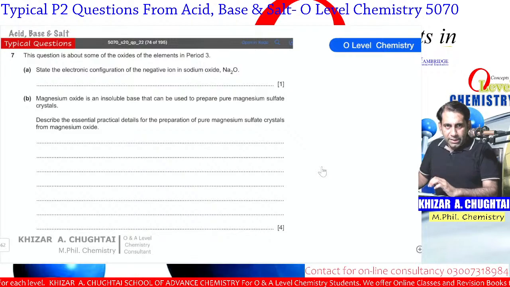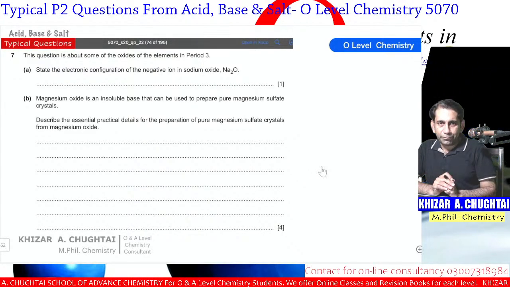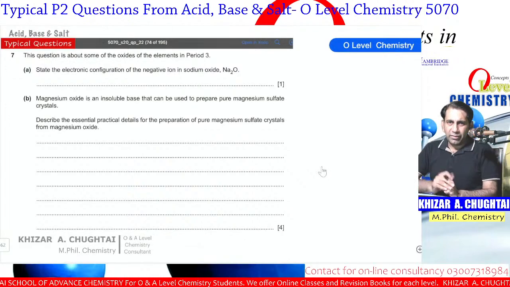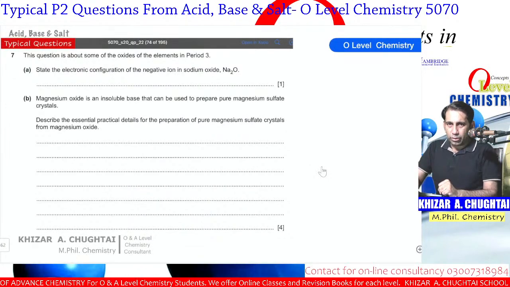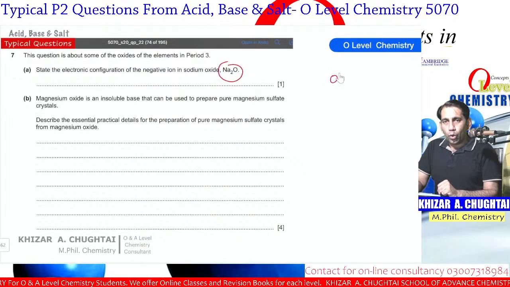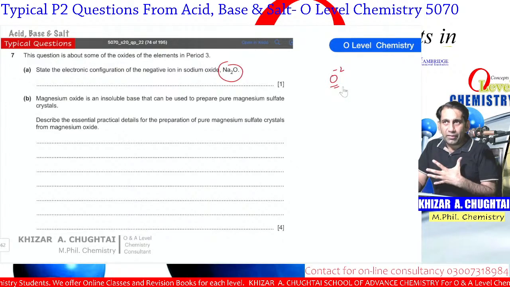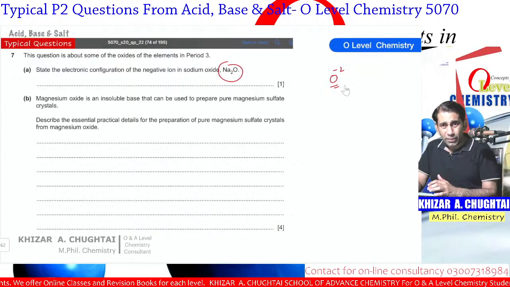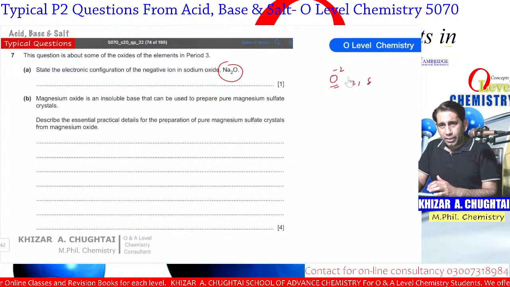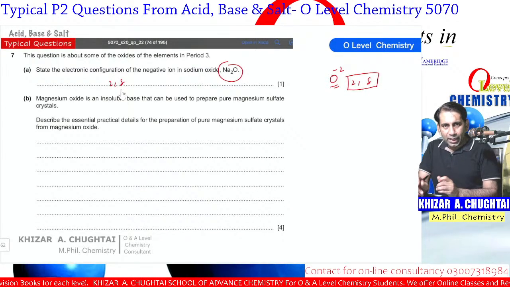The next one is this. This question is about the oxide of the element in period 3. State the electronic configuration of the negative ion in sodium oxide. You know what is the negative ion in this oxide? There's oxygen, O minus 2. What is the total atomic number of this oxygen? That is equal to 10. So 2,8 is the electronic configuration of oxide ion, 2,8.